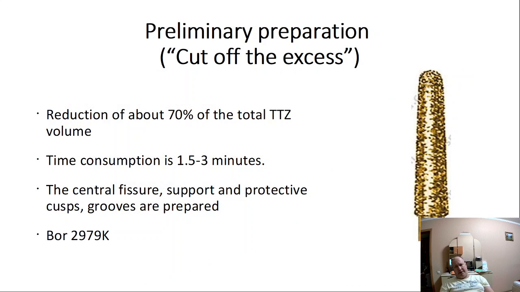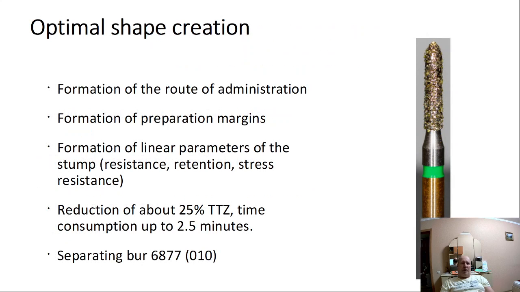Preliminary preparation, cutting off the excess. I will use a reduction of about 70% of the total tooth volume. Time consumption is from 1.5 to 3 minutes. The central feature support and protective cusps grooves are prepared. Next, optimal shear creation: formation of the root of administration, formation of preparation margins, formation of linear parameters of the stump, resistance, retention, stress resistance, a reduction of about 25%.